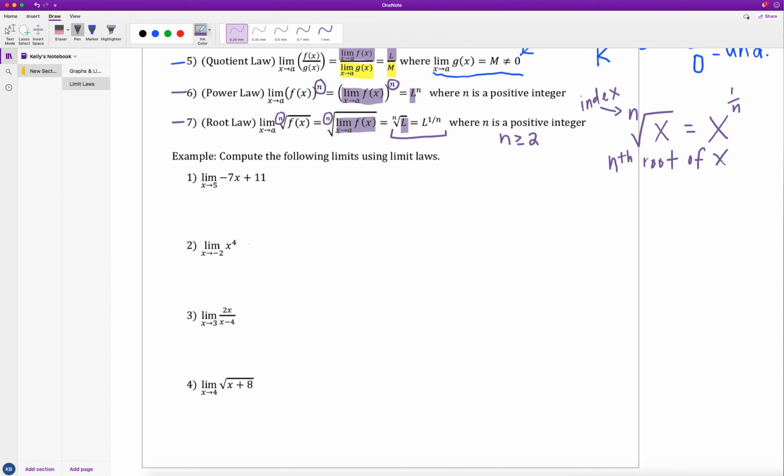So let's look at our first couple examples here. They say compute the following limits using the limit laws. If you've studied limits before and you've had practice with them, you might be thinking, I'm going to do a direct substitution and be done with it. Well, right now we don't understand how to do direct substitution, and the way we actually get to do direct substitution is through the limit laws.